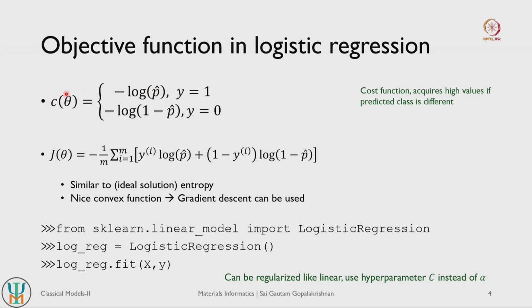So what does this cost function basically translate to? The cost function acquires very large values if your p is different from your target value. So if your p were to be 1 here, which is the same as your target, then you have negative log of 1, which is basically 0. So your cost function is 0.